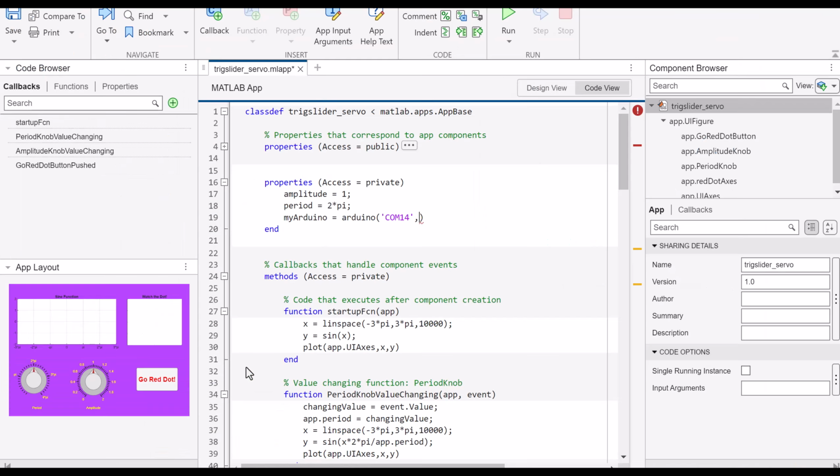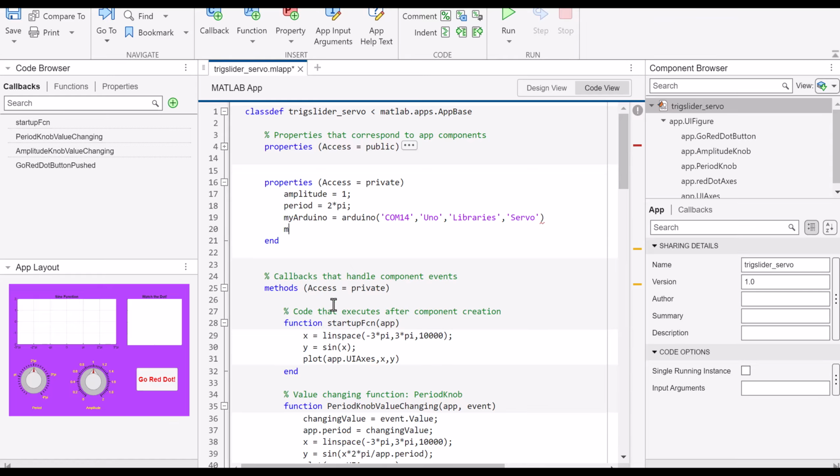Okay, so COM14, Uno, libraries. I'm going to spell libraries correctly this time. And servo. And then I'm going to define my servo is servo at my Arduino. Do I have to do app.myArduino? Oh no, this is where I ran into problems last time. This doesn't happen until later. Okay, I'm just going to define these. I'm not actually going to use them yet.